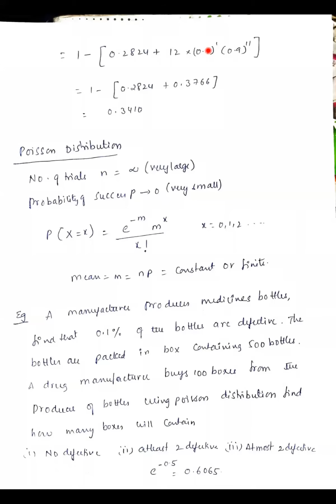So finally you will get the value as 0.3410. Clear? That's about the binomial distribution. And the next one is Poisson distribution.